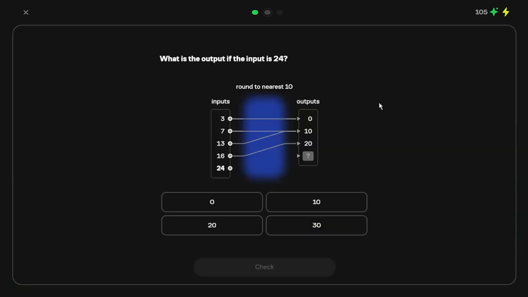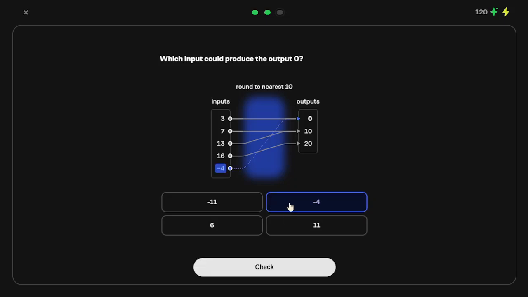Okay, round to nearest 10. 24 rounds to what number? So I think it's 20 because this is super simple. We don't need to check any answer. Round to nearest 10, but round to 0 means it must be a number that's very close to 0. Negative 11 can't, 6 can't, 11 can't, so it must be negative 4.